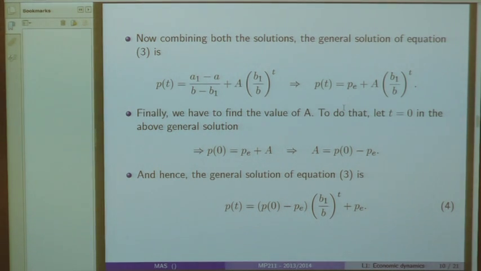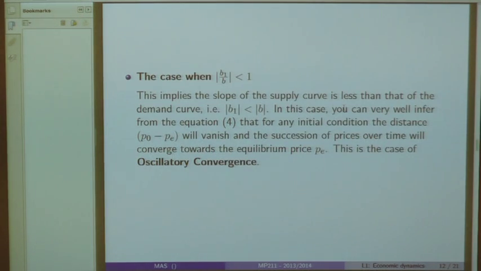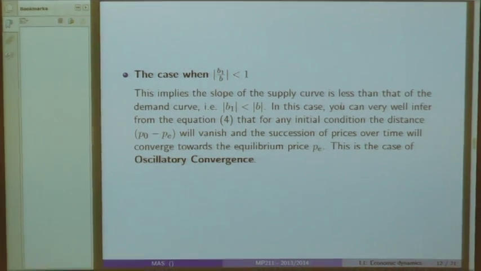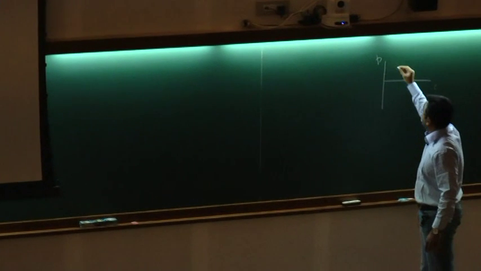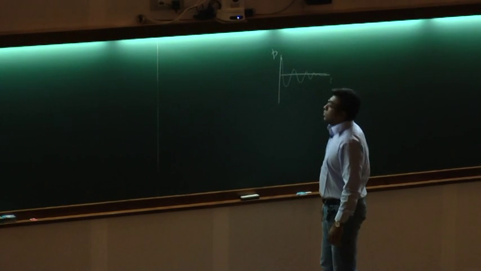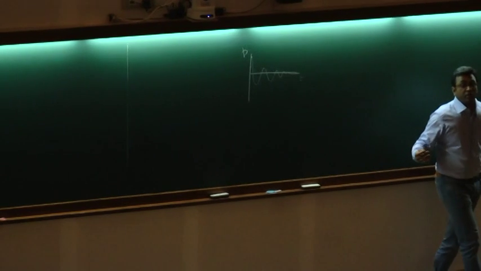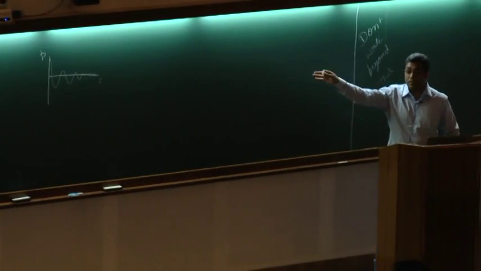Next, this is at the micro level. If you think of the stability condition, B1 by B less than 1, you can figure out how the convergence happens. It's an oscillatory convergence, because you can draw the time series of price against T and see how this convergence happens. If it starts from any initial condition, does it converge like this? The stable case converges like this because the slope of the demand curve is negative, so it will oscillate and then converge.